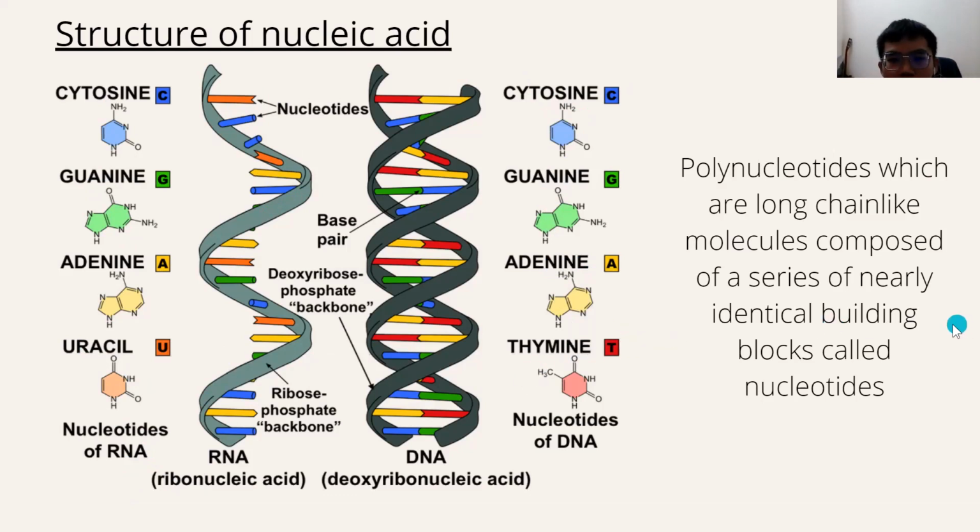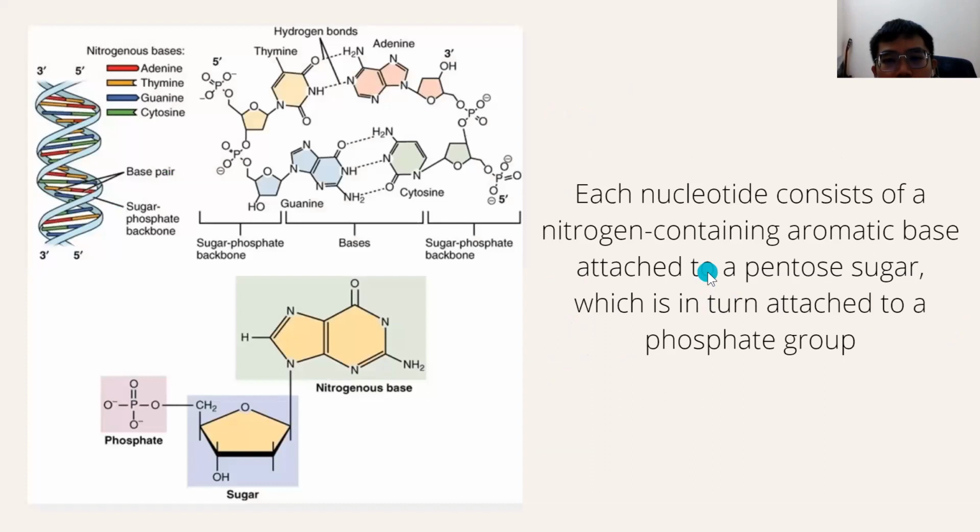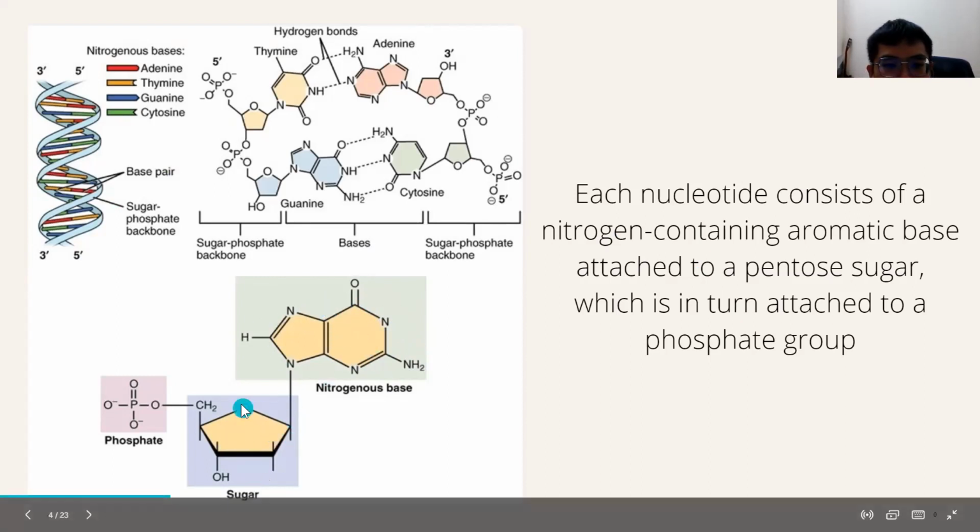Each nucleotide consists of a nitrogen-containing aromatic base attached to a pentose sugar, which is in turn attached to a phosphate group. As we can see here, the aromatic base is somewhat like benzene, which has six carbons in the ring, but in this one the nitrogen base has nitrogen in it. This nitrogen base is connected to the pentose sugar with its pentagon shape, and lastly connected to a phosphate group.